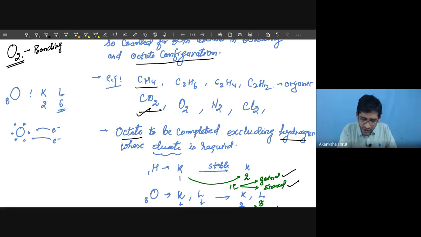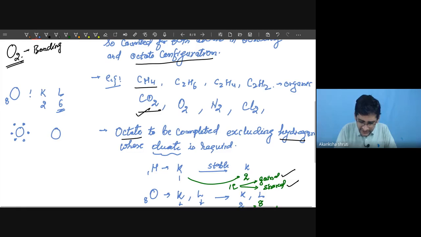But if there is no other element like sodium or magnesium, which are called donors, in the surroundings, and there is only another oxygen itself, then what are the possibilities? Can it combine with the other oxygen atom itself or not? Students, consider these 2 oxygen atoms. Now both of these oxygen atoms are willing to have 8 electrons in their outermost orbit. How can they achieve it?